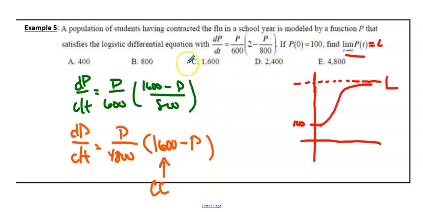So our answer to this problem is going to be, what is this limit? The limit's going to be the carrying capacity. Our carrying capacity is going to be 1600. Yes, ladies and gentlemen, you can always multiply these two numbers together, assuming that this is just 1p, to get what your carrying capacity is.